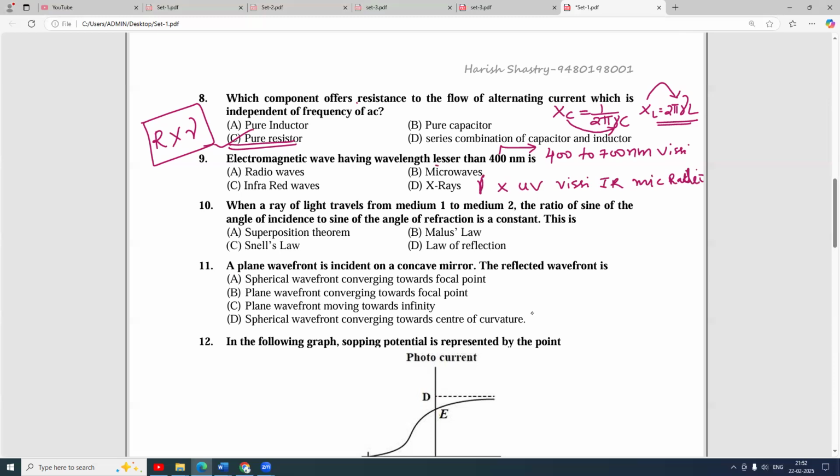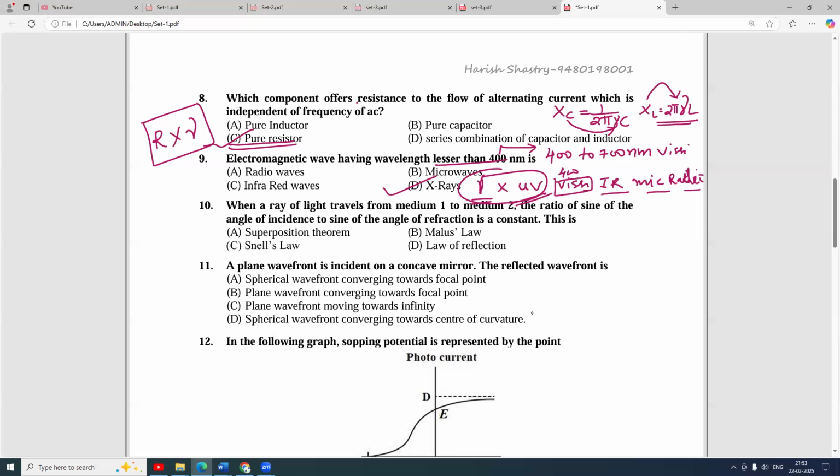So they are asking lesser than 400. 400 comes for visible. Lesser than 400 means these three. Among these three, X-rays is available here. So 400 to 700 nanometer comes for visible, and wavelength is increasing for IR, micro, radio. Least wavelength is gamma rays. Less than 400 means out of these three, gamma rays, X-rays, and ultraviolet, it is X-rays. Other two are not available.